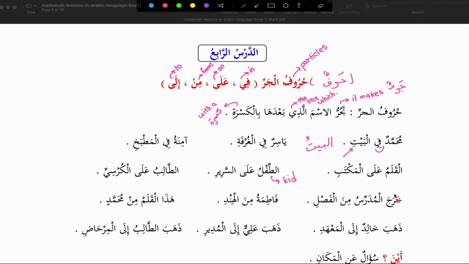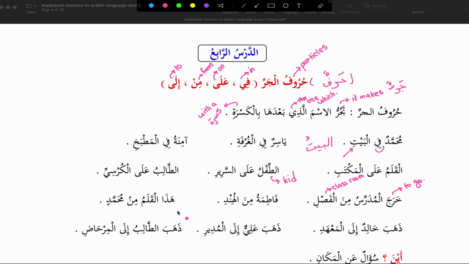خرج المدرس. خرج means to go or to leave. خرج المدرس من الفصل. The مدرس left from the class. He went from the class. طيب. نعم. فصل means classroom. Okay. Classroom.